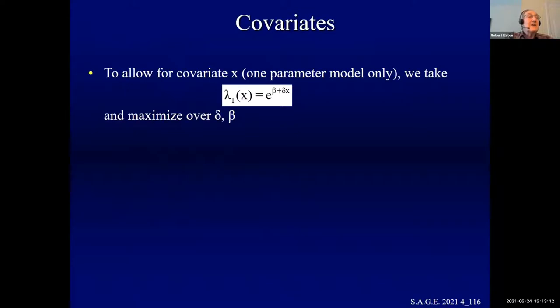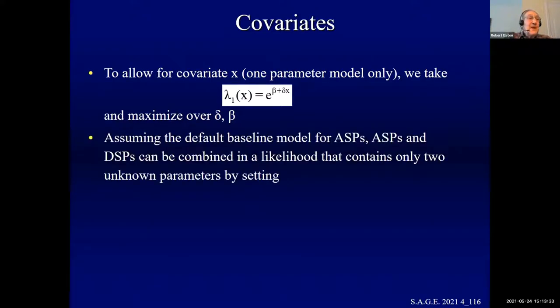So in this method of logistic regression, this conditional logistic method, you can put covariates in. And that's what Jane really liked. To allow for covariate X, it's only allowable in what's called the one parameter model. We take lambda X equal to e to the beta plus delta X, and maximize over delta and beta. And we only maximize in that triangle.